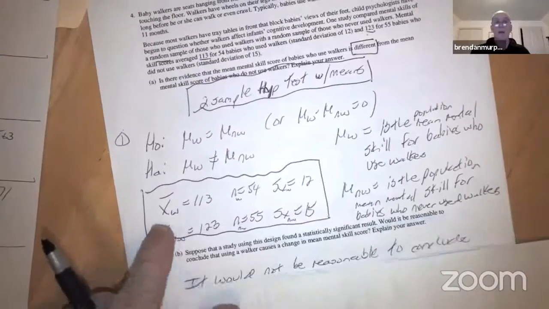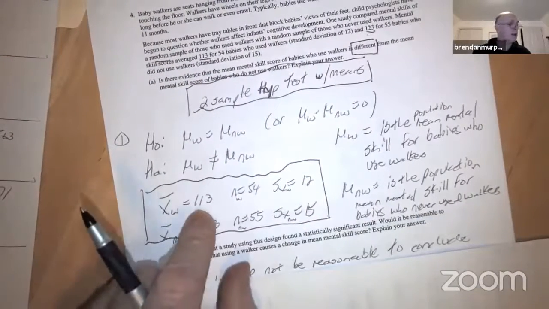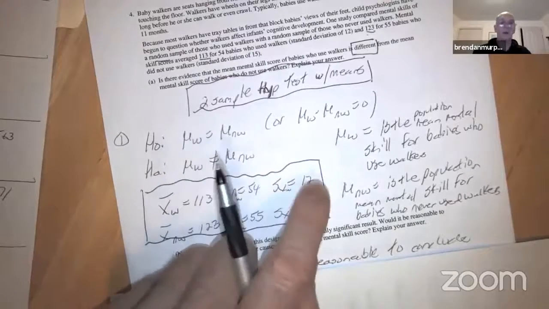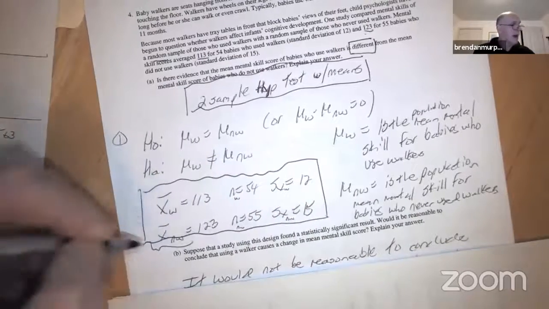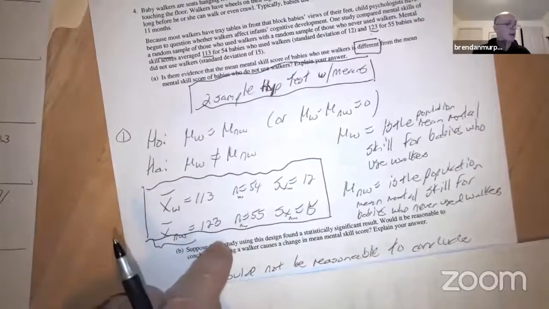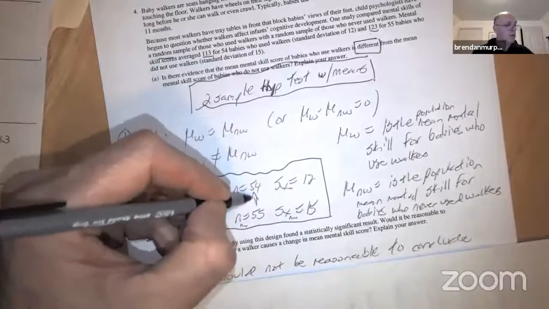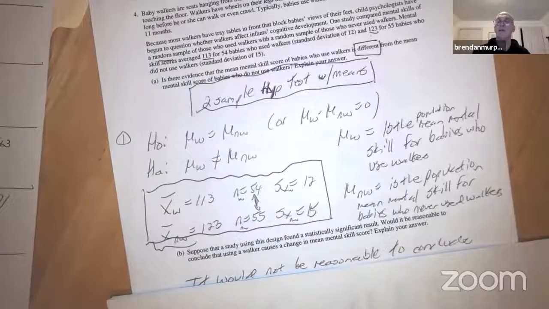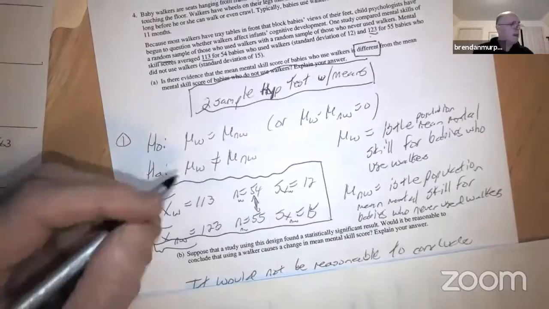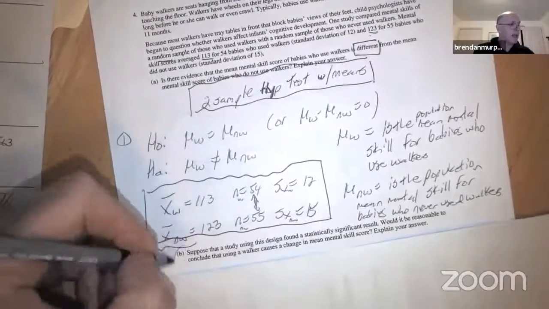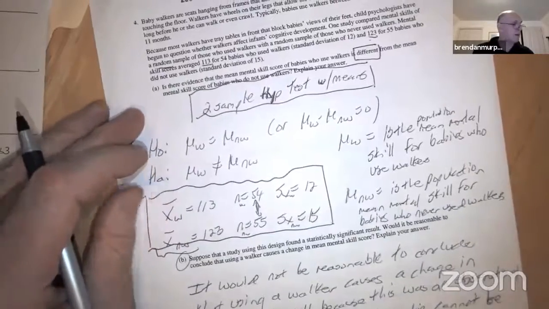These are the numbers that they gave me. So the sample mean for walkers was 113. There were 54 children in that group, and the standard deviation was 12. X bar of NW non-walkers was 123. There were 55. Standard deviation of 15. Those are pretty good numbers. Those seem to be large enough. Always would want more, but I'm pretty happy with those 2 numbers. We'll come back to part B here. I really like this problem because of part B, but for now, let's just continue on with hypothesis testing.